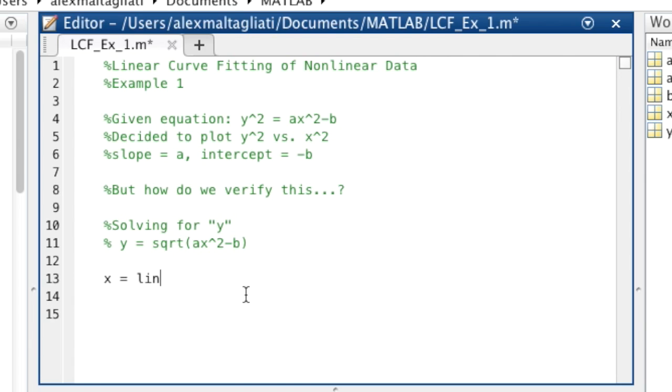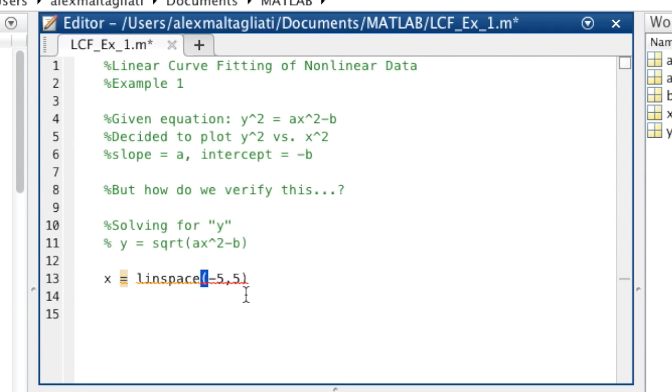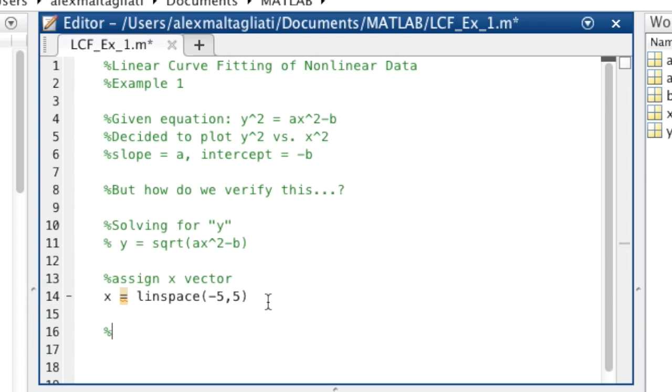X, what we'll do is create an x vector in our desired range. -5 to 5 is usually a good bet. And then I'll add a note in here. Assign x vector. And then under here, we will be assigning appropriate constant values.